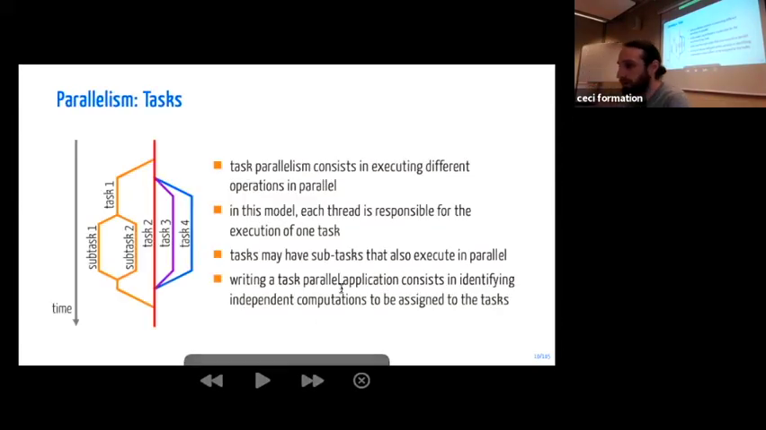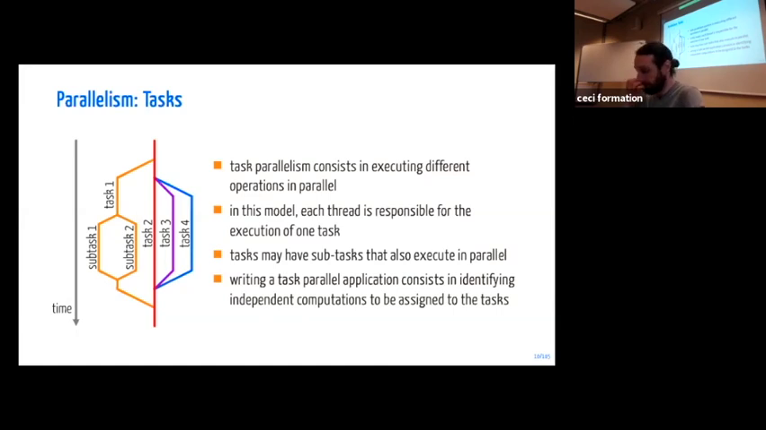Okay, so there are different models that you can use for parallelism with threads. You can consider task parallelism, where each task executes different operations in parallel, and in this model each of the threads is responsible for the execution of one task. These tasks may spawn subtasks that also execute in parallel. The idea behind this model is that you try to identify independent computations, and then you assign them to a task.